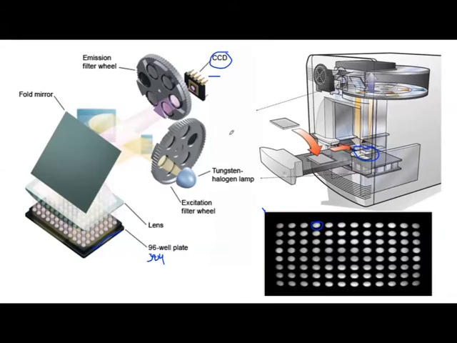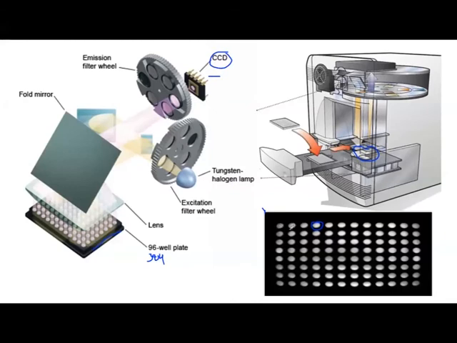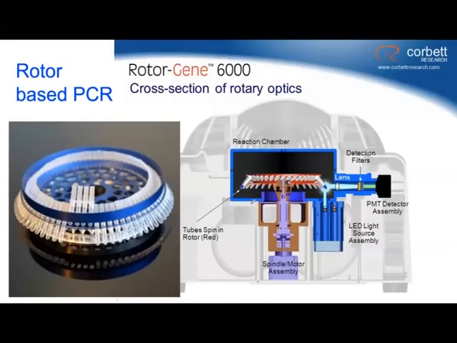Now, there are other machines, which we call rotor-based. Instead of having the whole plate, you take the measurement of each well in one snapshot. This requires a lot of calibration and also alignment with the camera. The rotor machine has less calibration.